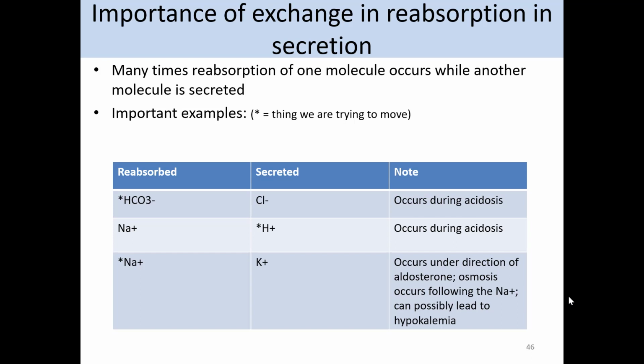Another important example of linked reabsorption and secretion is with sodium and potassium.